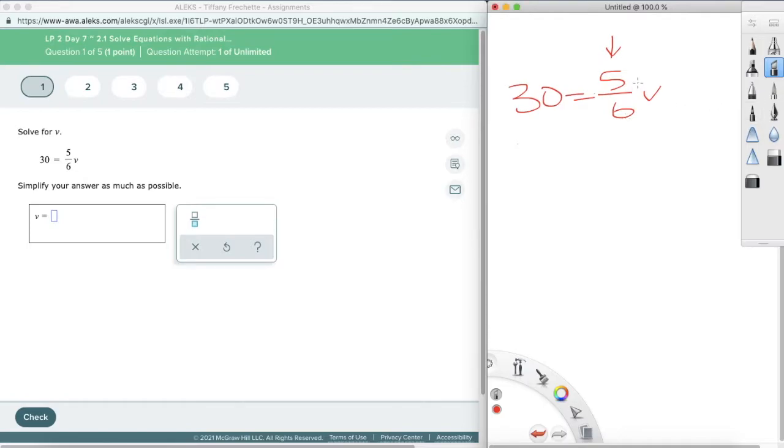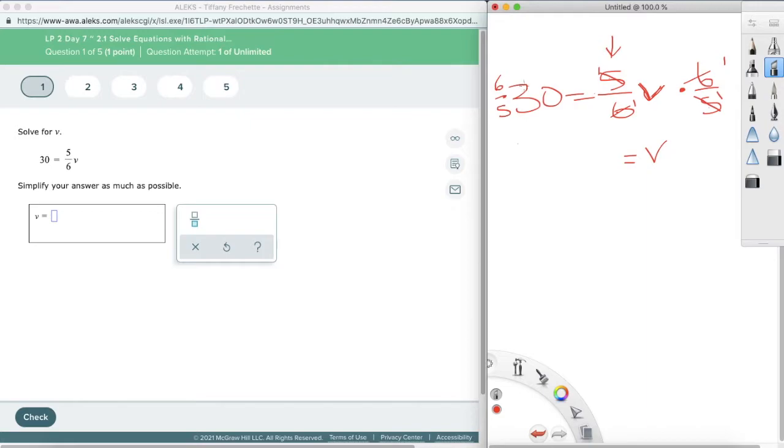So to undo or do the opposite operation of a fraction, I actually want to do multiplication by the reciprocal. Because remember, this is multiplying by 5, now I'm dividing by 5. This is dividing by 6, now I'm multiplying by 6. So I want to make sure I do this on both sides here. So 5 divided by 5 cancels down to 1s. 6 divided by 6 also cancels down to 1s. So I'm left with a V on the right side there.